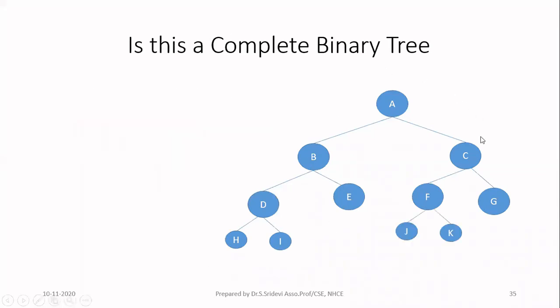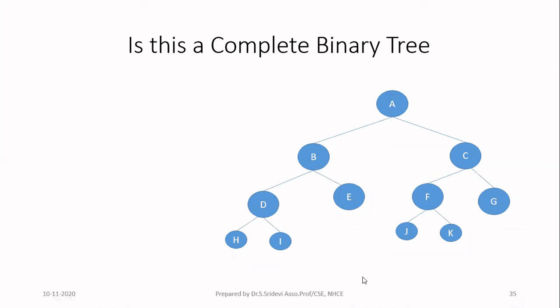So now let us see this particular diagram. Is this a complete binary tree? If you see this one, level 0 is having one node, it is fine. Level 1 is having 2 nodes, that is correct. Level 2 is having 4 nodes, that is also correct. So all the levels other than the last level are completely filled. So it is following the first property. Whereas if you consider the second property, all the nodes in the last level should be as left as possible.